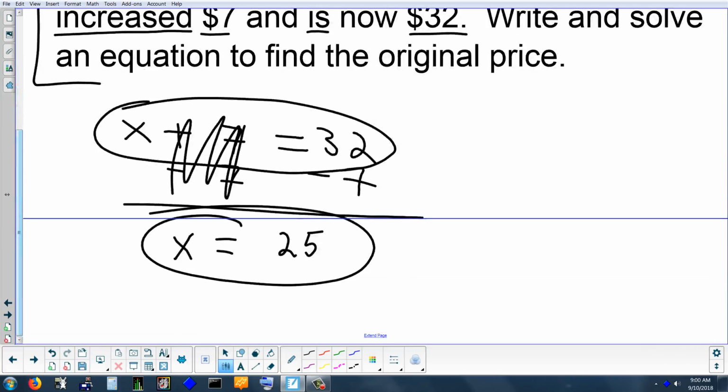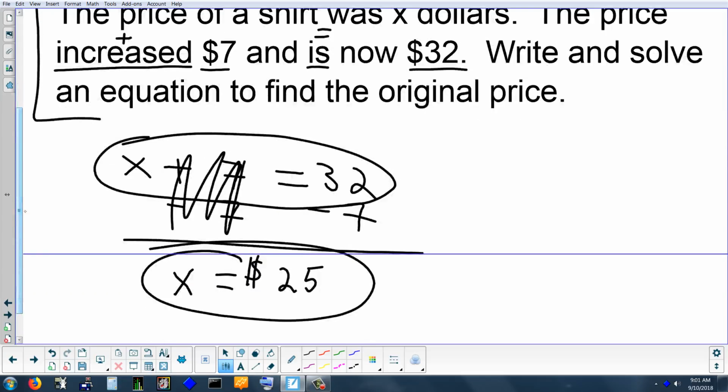Yeah, Gigi? Did you put the dollar sign? We deal with money. So if you're dealing with money, put the dollar sign. If you're dealing with distance, maybe we put feet. I think length and distance, and money we deal with a couple times this year. But just make sure you label your answer in a word problem. All right, any questions on that?